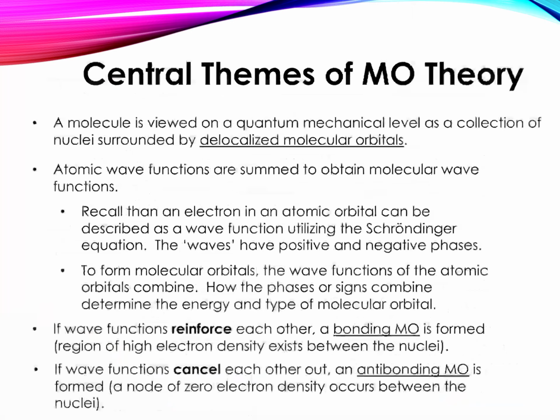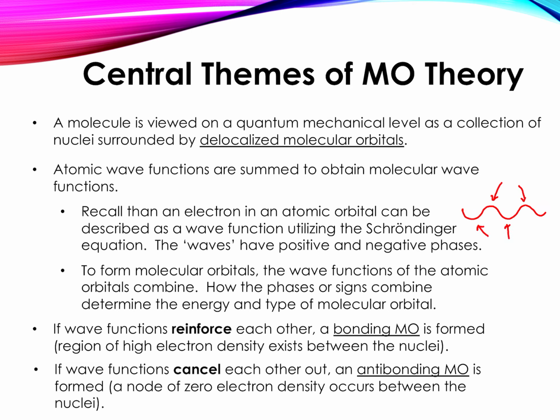So here, this bullet point says, recall an electron in an atomic orbital can be described as a wave function using the Schrödinger equation, which we didn't directly talk about in class. Again, you're going to need some Calc 3 and quantum mechanics when you get there to use that equation. But in general, we can describe them as a wave using this equation that Schrödinger came up with. And the waves have positive and negative phases, right? When we think about a wave, they look like this. We can think of these as being the positive, and these as the negative below the plane.